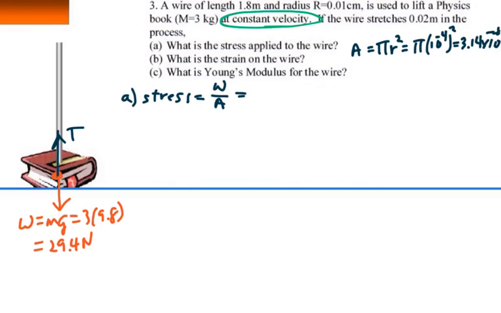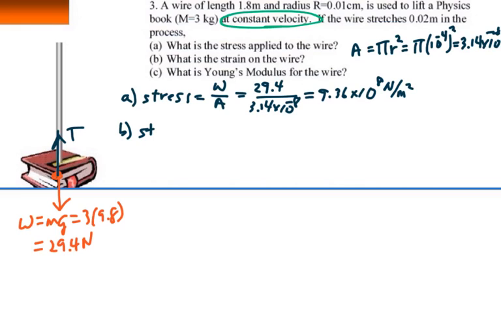So our weight is going to be 29.4 divided by 3.14 times 10 to the minus 8 square meters, and that is equal to 9.36 times 10 to the 8 newtons per meter squared. So that is the stress applied to the wire.